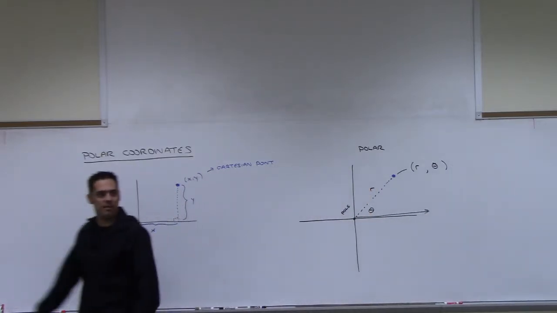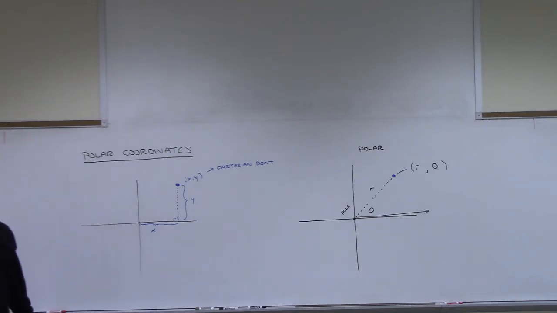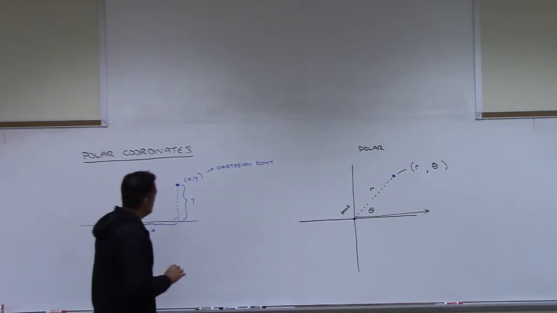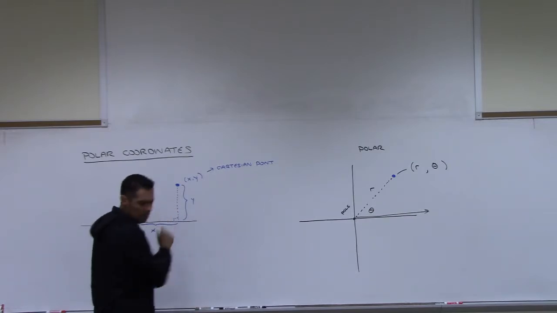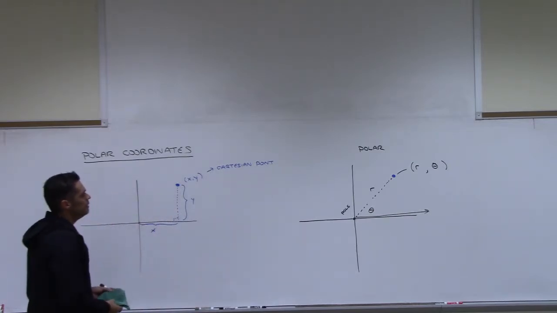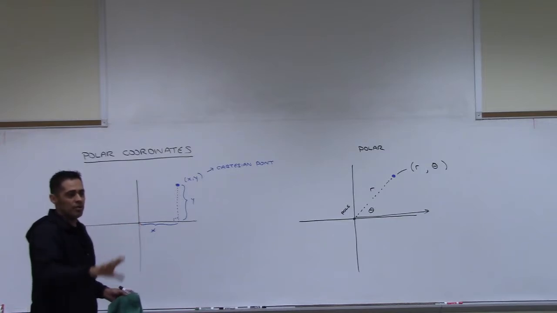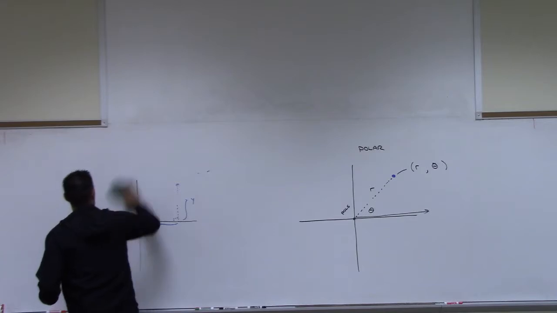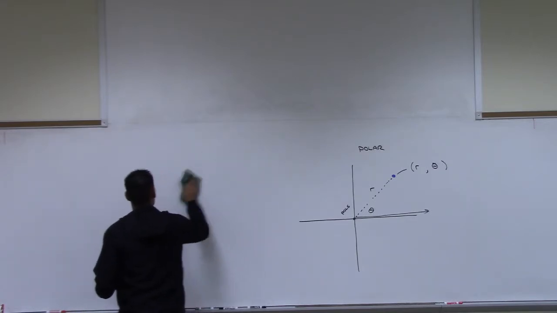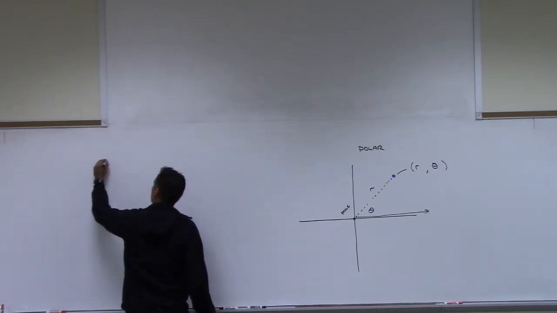Now, why is this useful? Like, why would we want a different coordinate system? Let me show you why it's useful, all right? What would this look like over here? You know what, I'll start with a new grid here. Let's practice putting some points out there, then I'll show you why it's useful, okay? So I'd like for us right now to do this example.